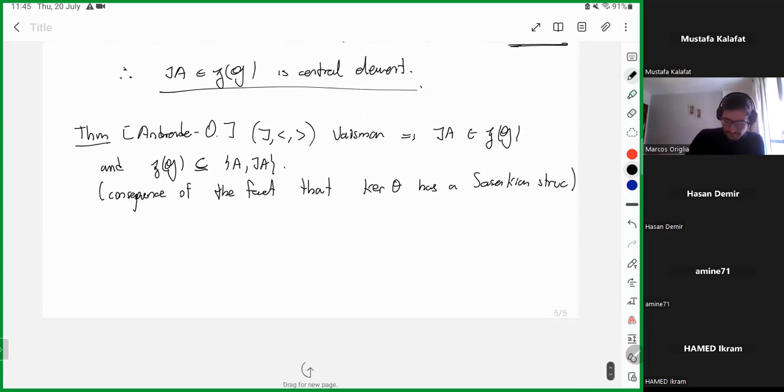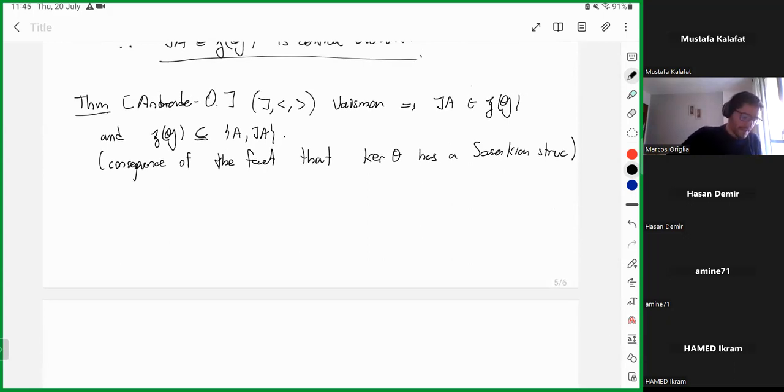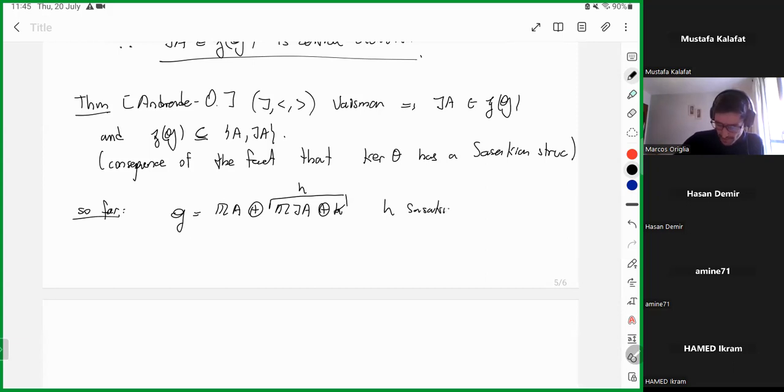Yeah, so we have at least some information about the center of the Weismann Lie algebra. And what is important at this part, or maybe what we have so far, is that the algebra G decomposes as A plus something else, which contains JA and some K. So this was called H, and H has a Sasakian structure. But with the previous result, we have that H has a one dimensional center. So JA is in the center of this H, and that's all.